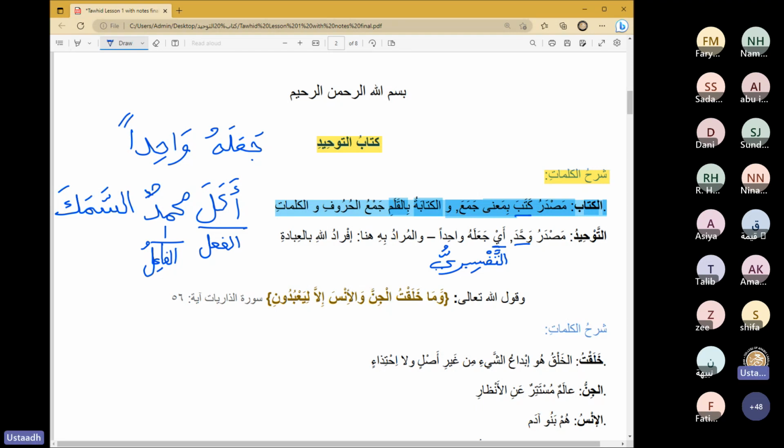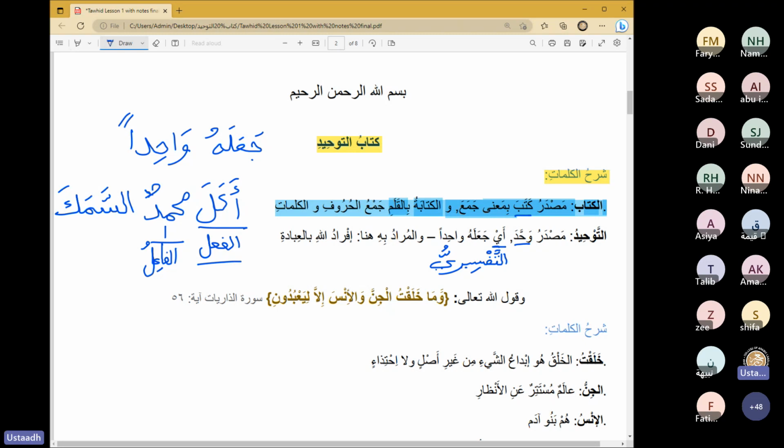Naam, ahsant. Whenever we look at a sentence like this, we have three words in the sentence. Akala means to eat. Muhammad means Muhammad, the name. And a samak means a fish. So in the sentence, someone ate someone. And the way we recognize who's the one who did the eating, i.e. who's the one that carried out this verb.